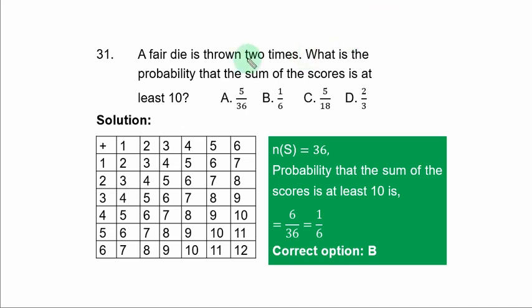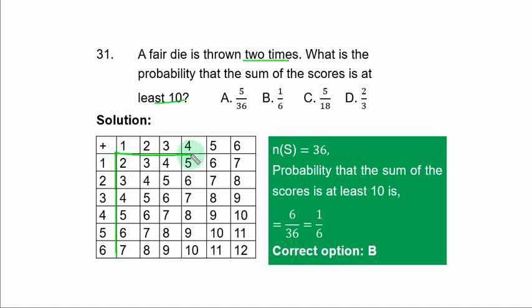Question 31. A fair die is thrown 2 times. What is the probability that the sum of the scores is at least 10? You know, a die has 6 sides, 1 to 6. For 2 times, you can have 1 to 6, 1 to 6 in the table. So you are interested in these results from here and from here.